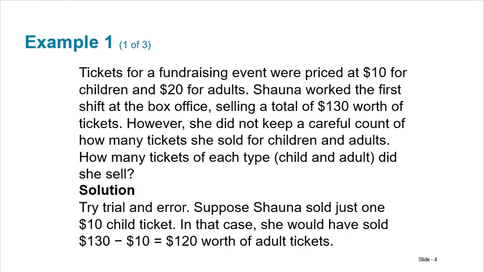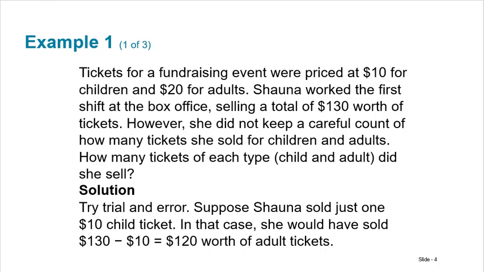Here's an example. Tickets for a fundraising event were priced at $10 for children, $20 for adults. Shauna worked the first shift at the box office, selling a total of $130 worth of tickets. However, she did not keep a careful count of how many tickets she sold for children and adults. How many tickets of each type, child and adult, did she sell? This is a typical mixture problem, because we're mixing two things. We're mixing children tickets and adult tickets together.